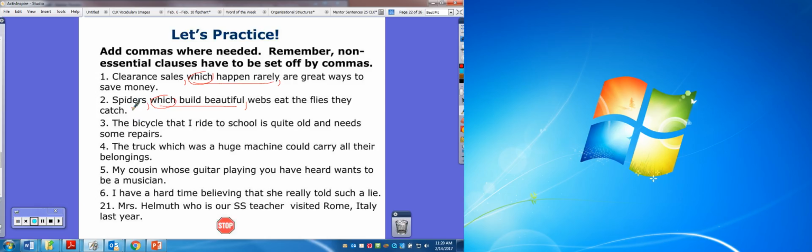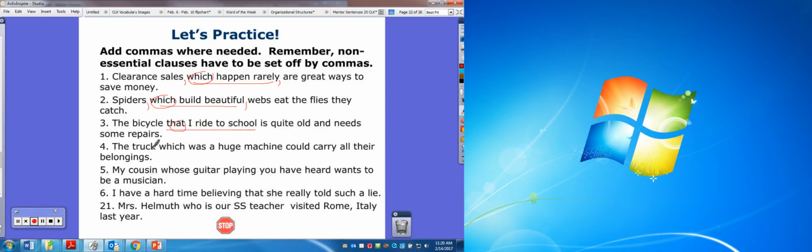Number 3: the bicycle that I ride to school is quite old and needs some repairs. Here's our dependent clause. Which bicycle? Oh, this one, the one that I ride to school. This is needed in the sentence, therefore, no commas.